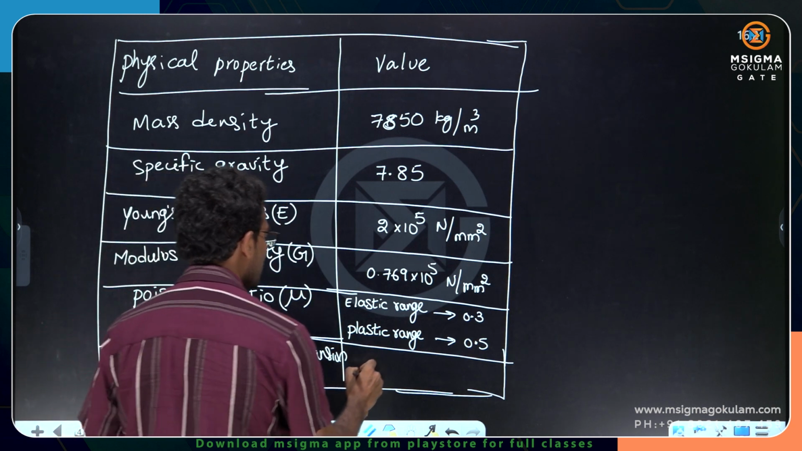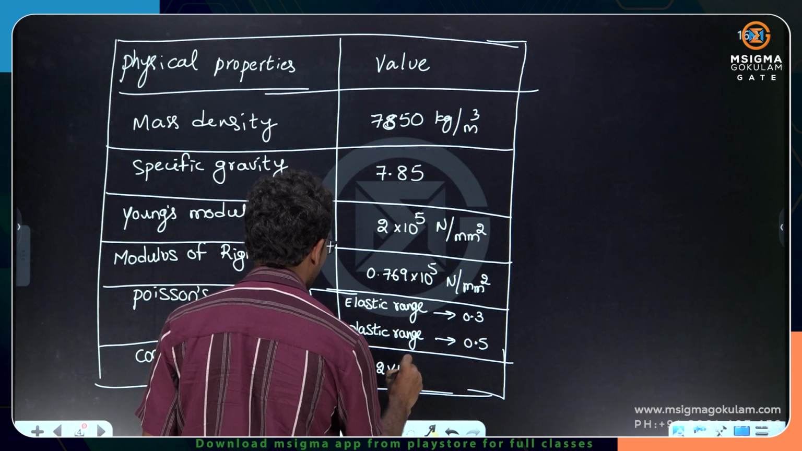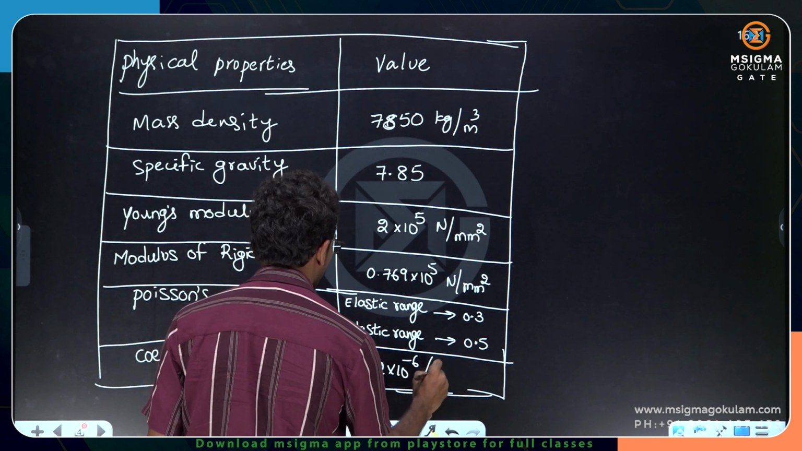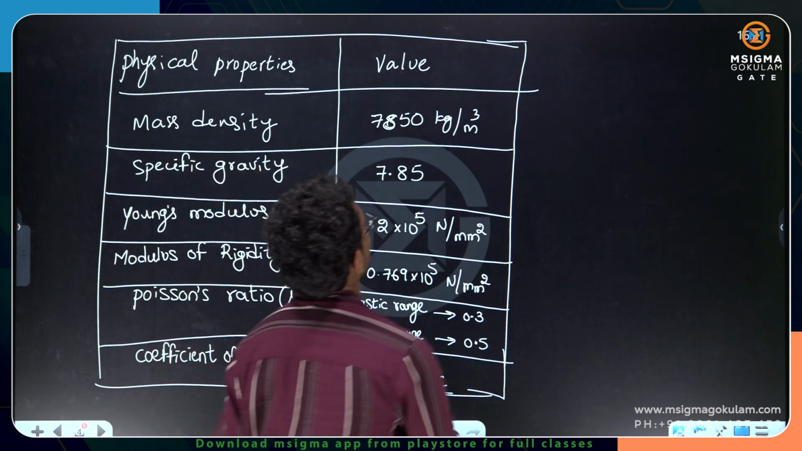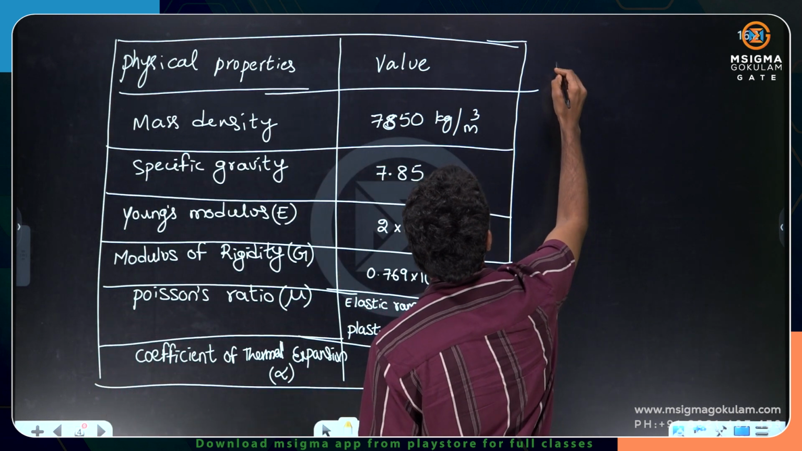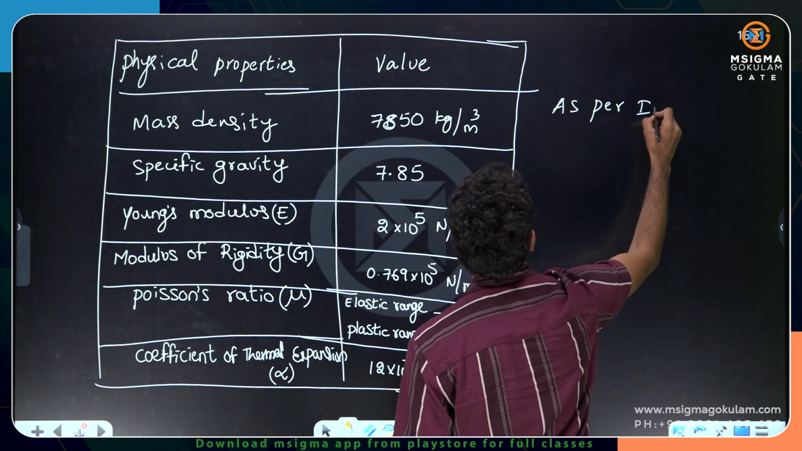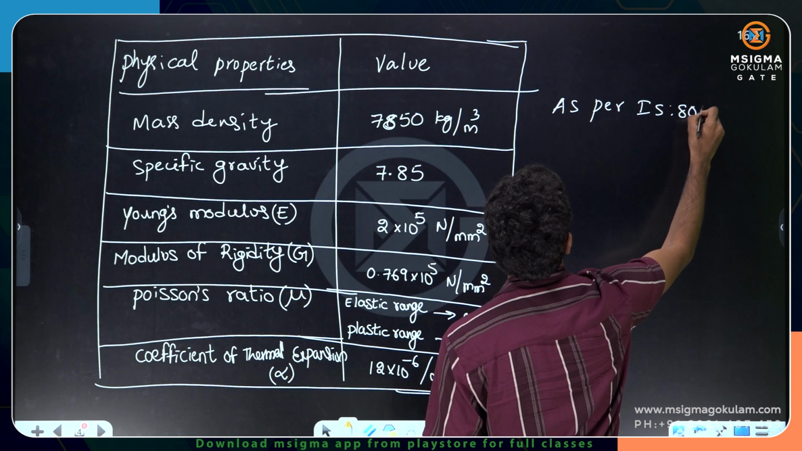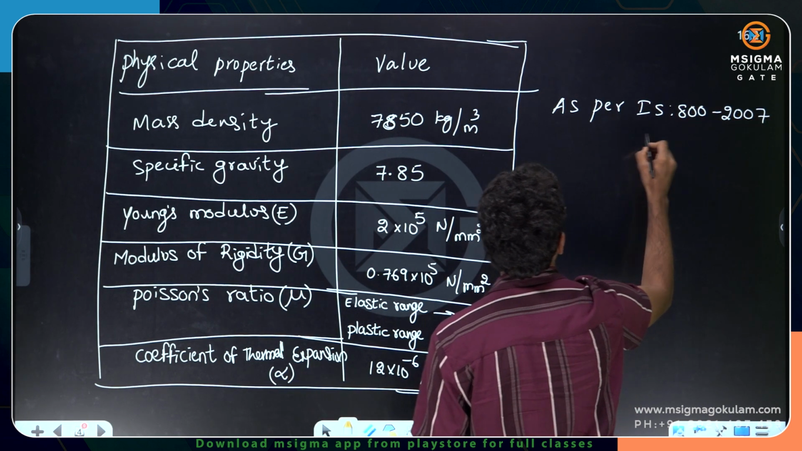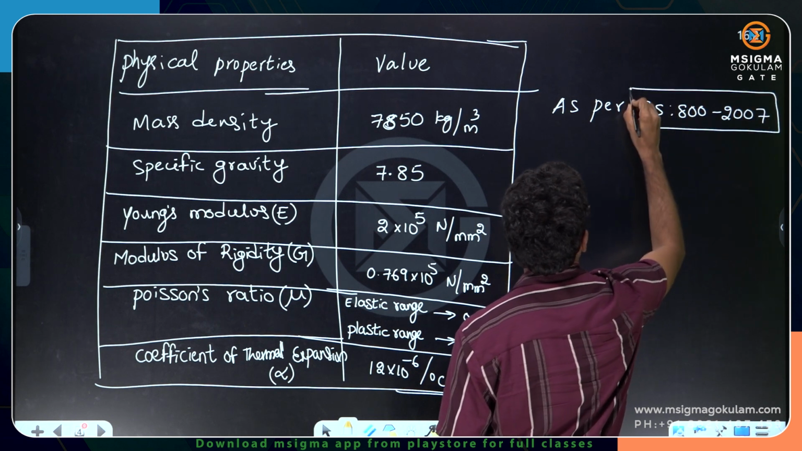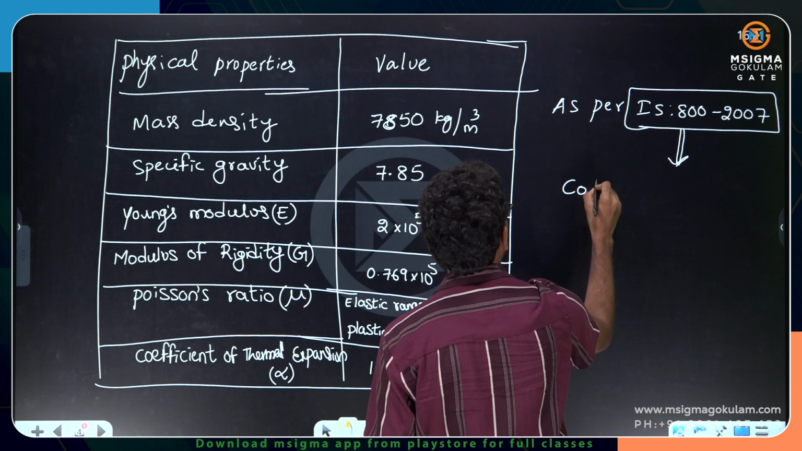And the coefficient of thermal expansion of the steel is 12 into 10 to the power minus 6 per degree Celsius. These are the physical properties of the steel, given as per the latest code for design of steel structures, IS 800-2007. What is this IS 800-2007? This IS 800-2007 is the code of practice for design of steel structures.